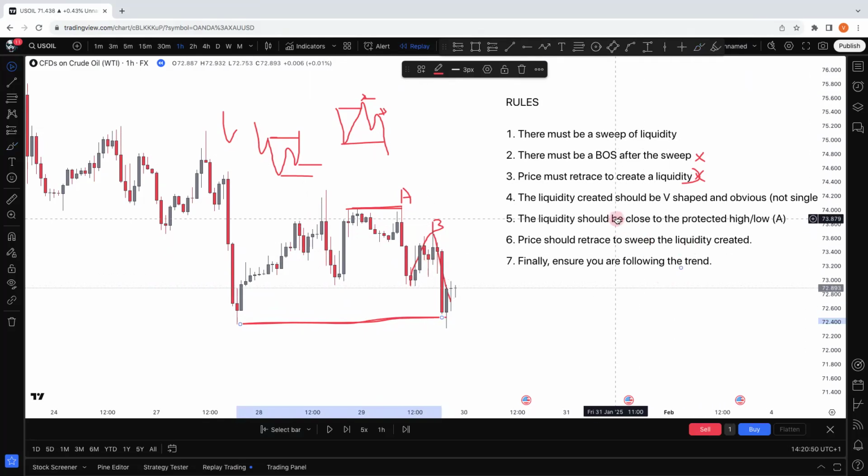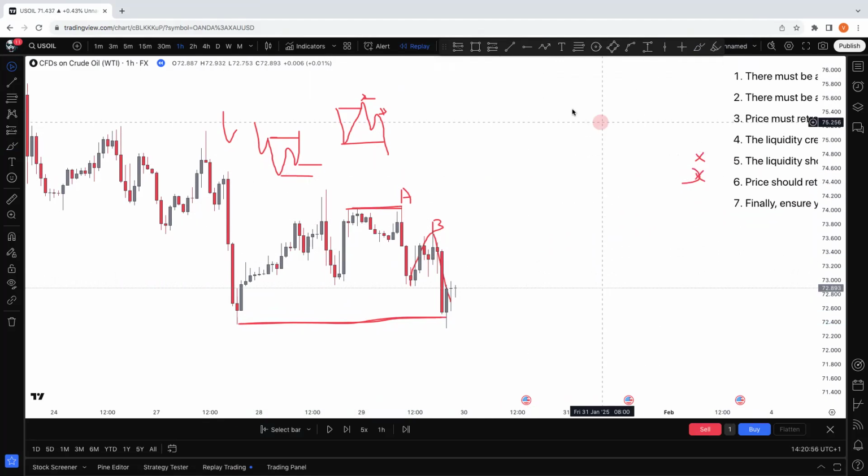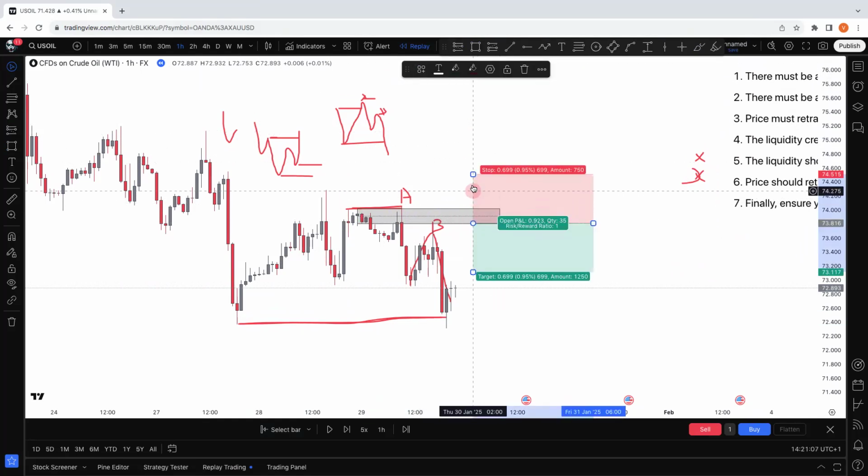So the next thing we want to do is, and also ensure you're following the trend. That's the last rule. Ensure you're following the trend. So we are going to then select our entry zone. Let's use this breaker block, for example, and then we are going to place our sell.